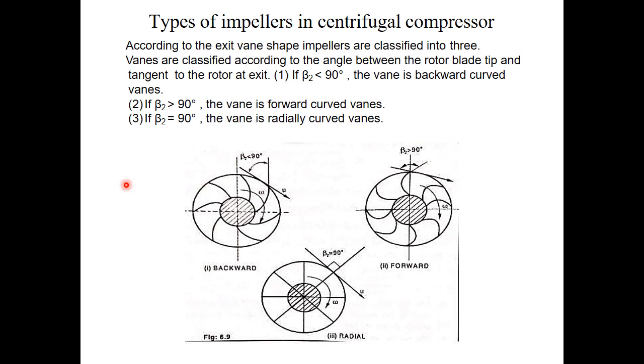Now here you can see the three types of impellers, that is backward curved vanes, forward curved vanes and radial curved vanes. Now in the case of backward curved vane, you can see the angle beta 2 less than 90 degree, and in the case of forward curved vanes you can see the angle beta 2 greater than 90 degree, and in the case of radially curved vanes you can see the angle beta 2 equal to 90 degree.